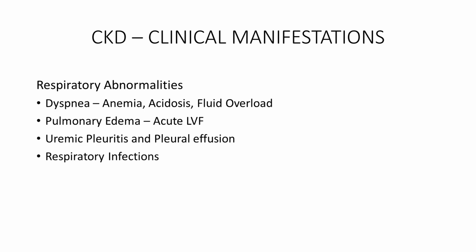Uremic pleuritis and pleural effusion are also seen in patients with chronic kidney disease. The same pathophysiology works here in the development of pleural effusion and pleuritis, that is, low proteins and excessive fluid. And respiratory infections: because of decreased leukocyte functions, they are immunocompromised and can present with respiratory infections. This can also be a cause of shortness of breath.